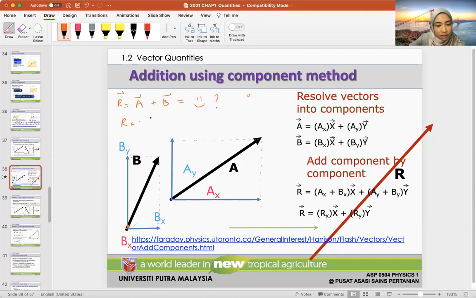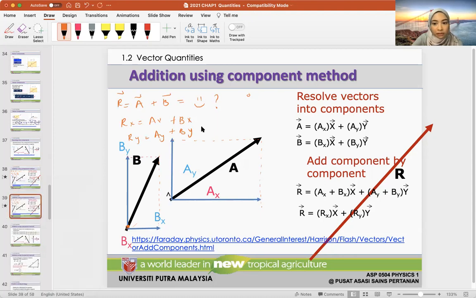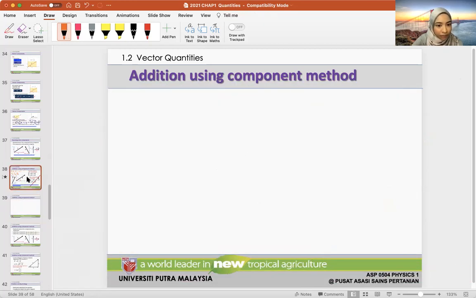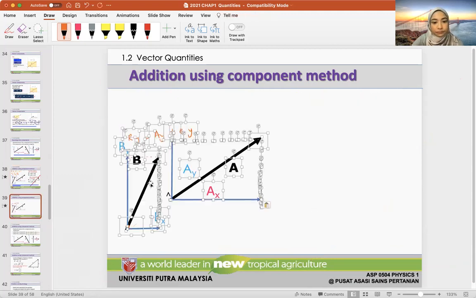So Rx is Ax plus Bx. And Ry is Ay plus By. So adding these components together, let's try it. We would get resultant that looks like this, but we don't know yet, supposedly. Okay, so Ax, let me duplicate this slide first. I want to duplicate this one. So let's see what happens.